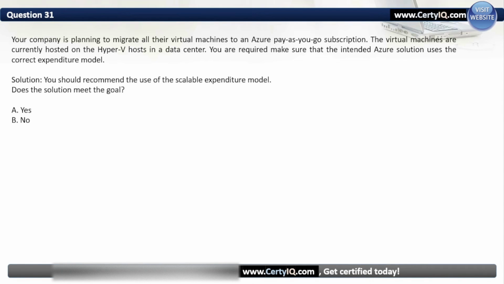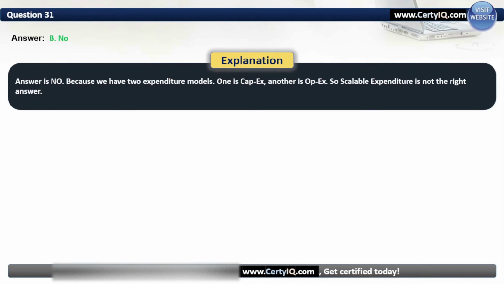Question 31. Your company is planning to migrate all their virtual machines to an Azure pay-as-you-go subscription. The virtual machines are currently hosted on the Hyper-V hosts in a data center. You are required to make sure that the intended Azure solution uses the correct expenditure model. Solution: you should recommend the use of the scalable expenditure model. Does the solution meet the goal? The correct option is B. No. The answer is no because we have two expenditure models. One is capex, another is opex. So scalable expenditure is not the right answer.